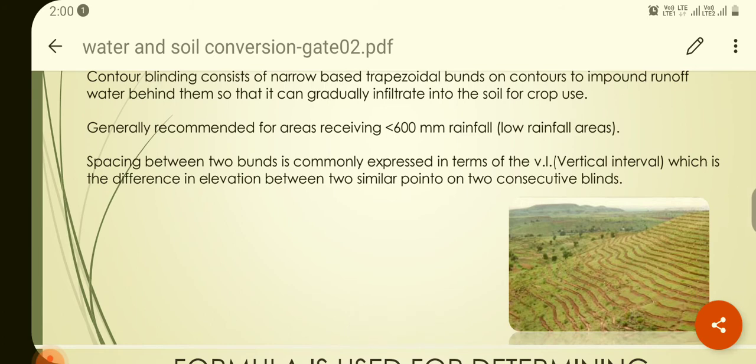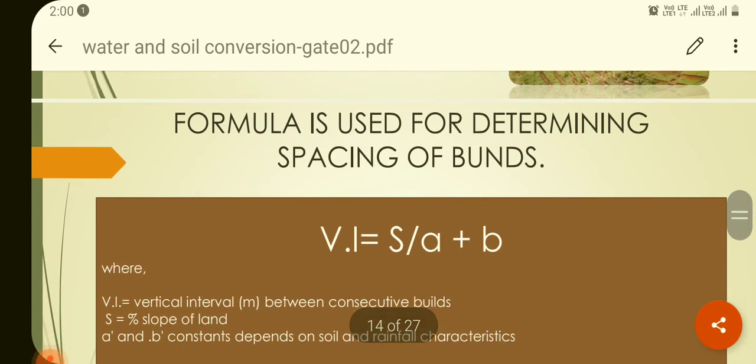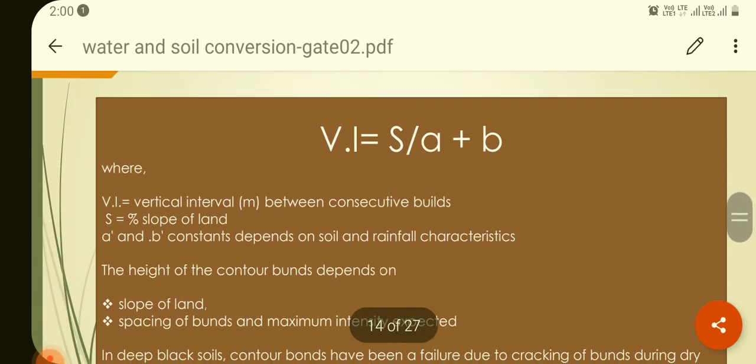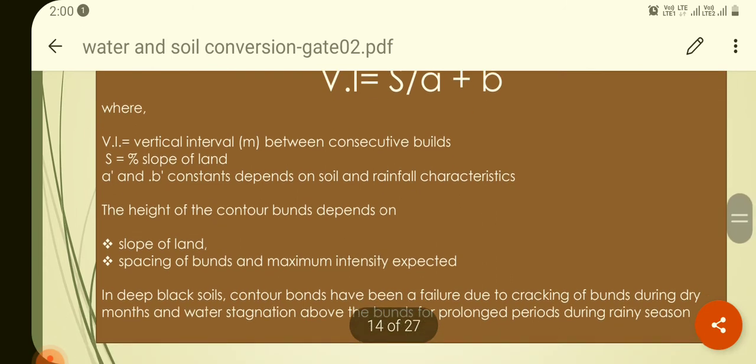Spacing between the two bunds is commonly expressed in terms of vertical interval, which is the difference in the elevation between two similar points on two consecutive bunds. The formula used for determining the spacing of the bunds is VI equals (S/A) plus B, where VI is the vertical interval between the consecutive bunds, S is the percent slope of the land, and A and B are the constants, depending on the soil and rainfall characteristics.